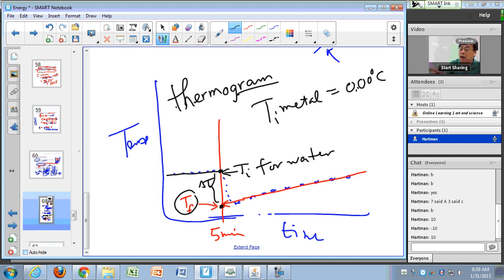The word graph means writing, like telegram is writing from afar. Phonogram is writing with sound. Thermogram, this is a temperature versus time graph.